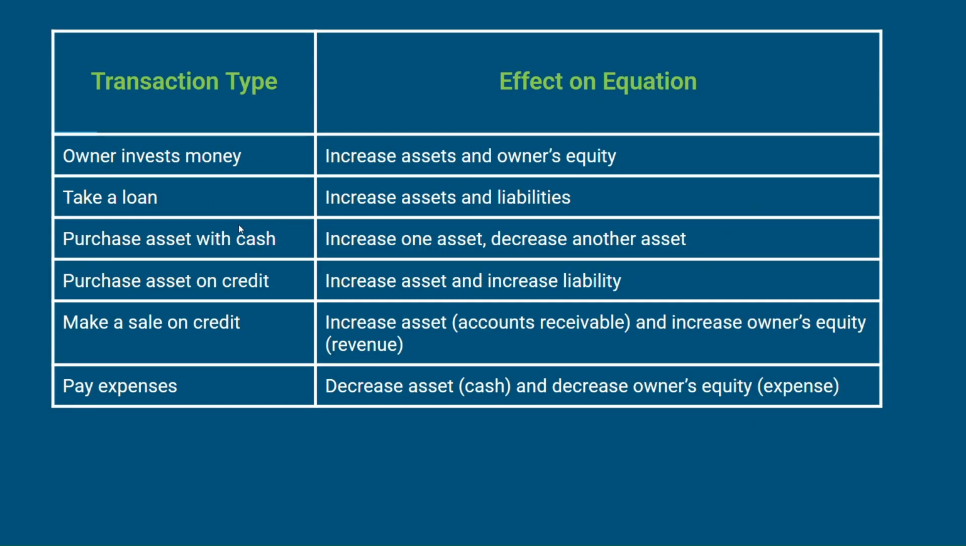And then we have making a sale on credit. That is going to increase assets, because now your accounts receivable increases, and it's also going to increase your owner's equity, meaning increasing revenue. All right. Paying expenses will decrease assets, because we are paying, for example, by cash, therefore assets decrease. But also owner's equity will decrease, right? Because any expense will decrease owner's equity.